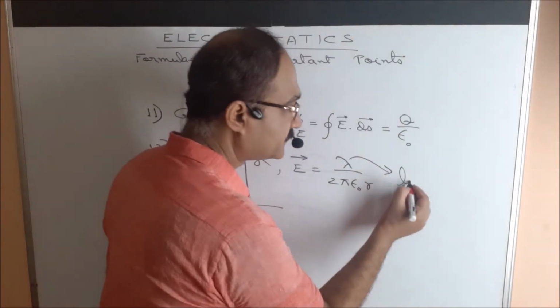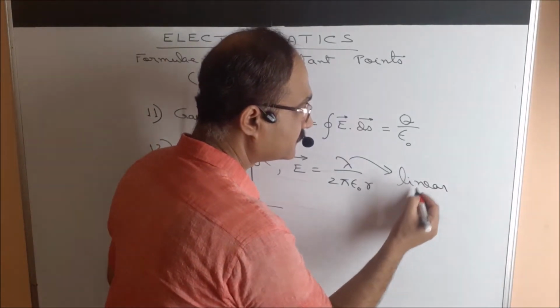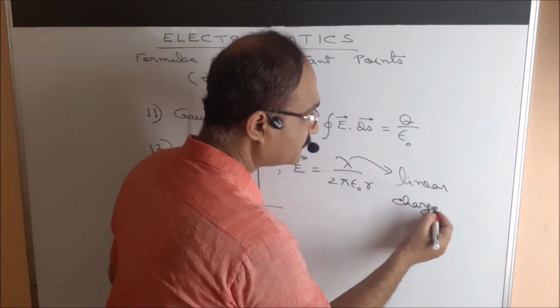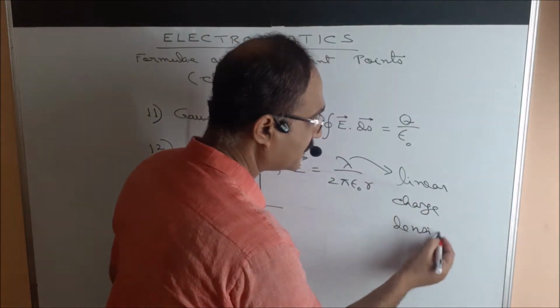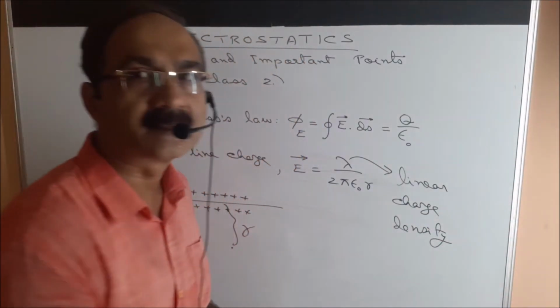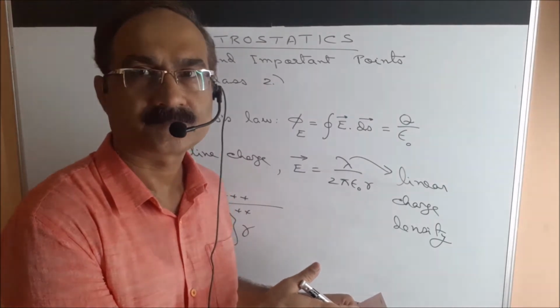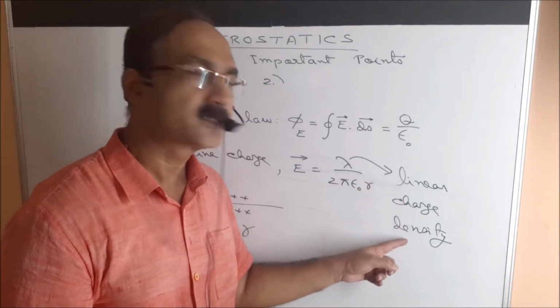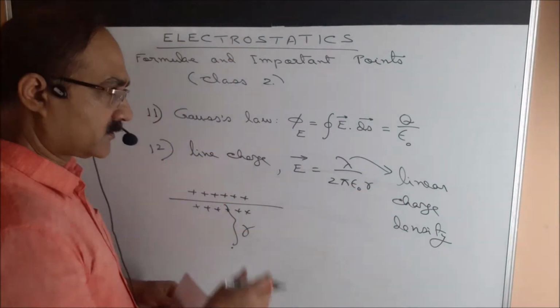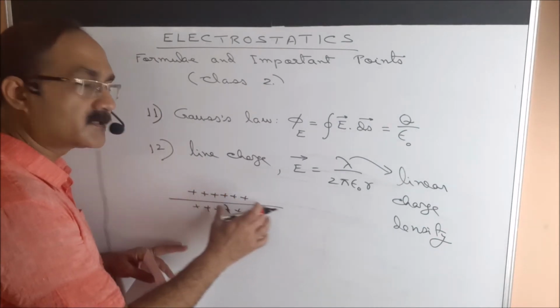linear charge density. I think you know this. You must have learned it in the theory classes. Linear charge density means charge per unit length of this wire.